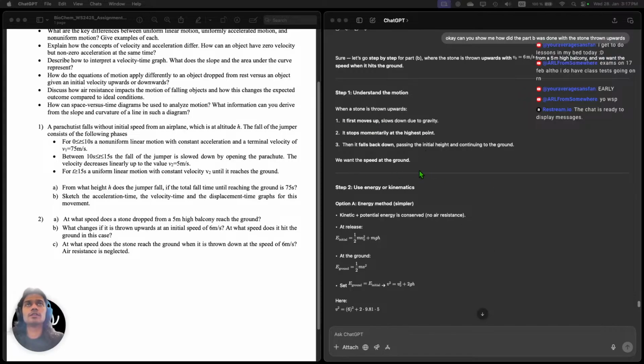We want the speed at the ground. So when you throw the stone up, it's going to stop at some point, and you could calculate how much it went up and add it to 5. Okay, let me try doing this without GPT's help.